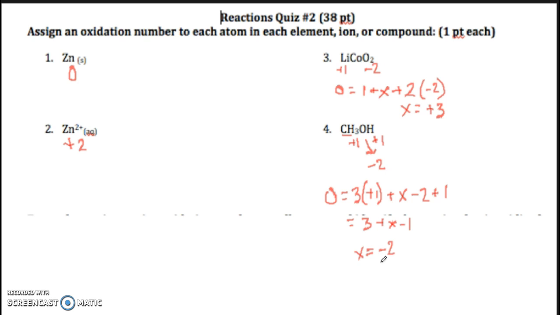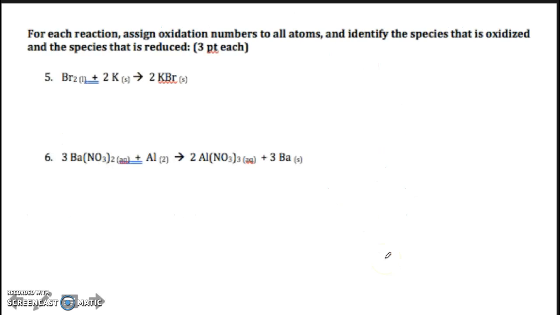So you had to have everything correct on 3 and 4 to get that point. So on to the next one. For these, I again just asked you to assign oxidation numbers and then tell me what was oxidized and what was reduced. So here I've got bromine. It's an element by itself as a liquid. That's got oxidation number of 0.